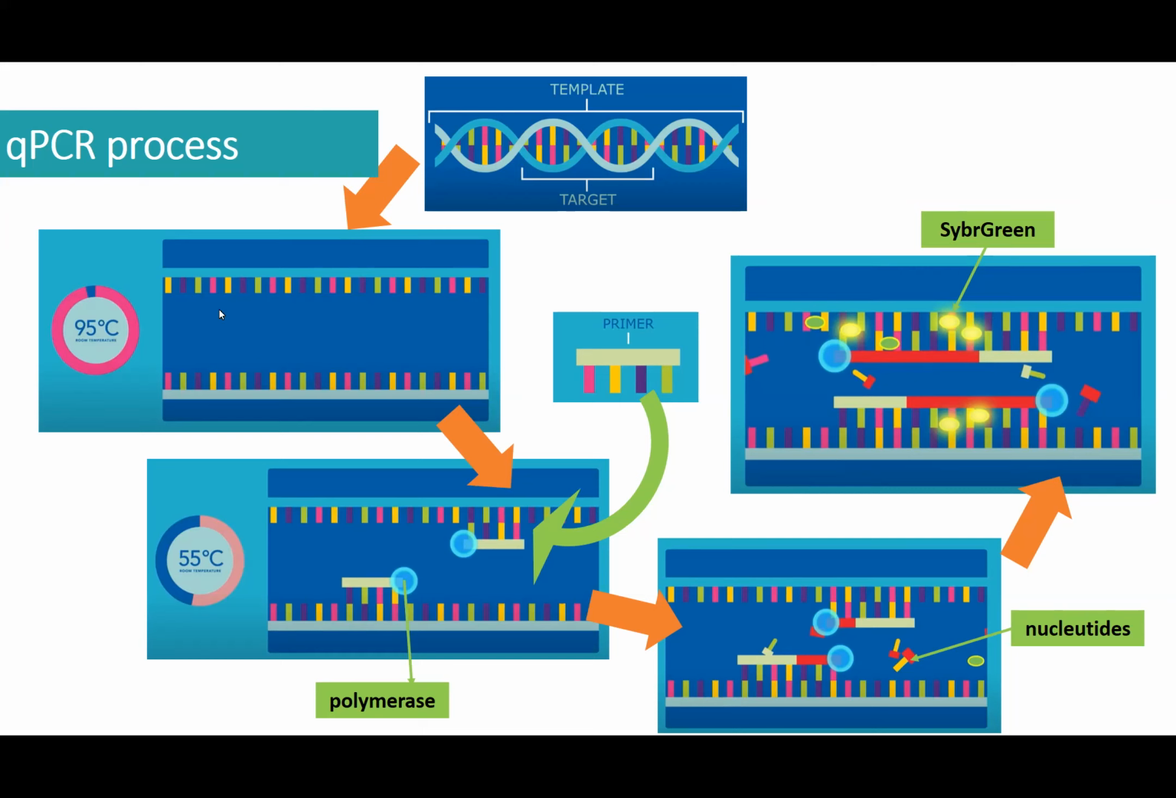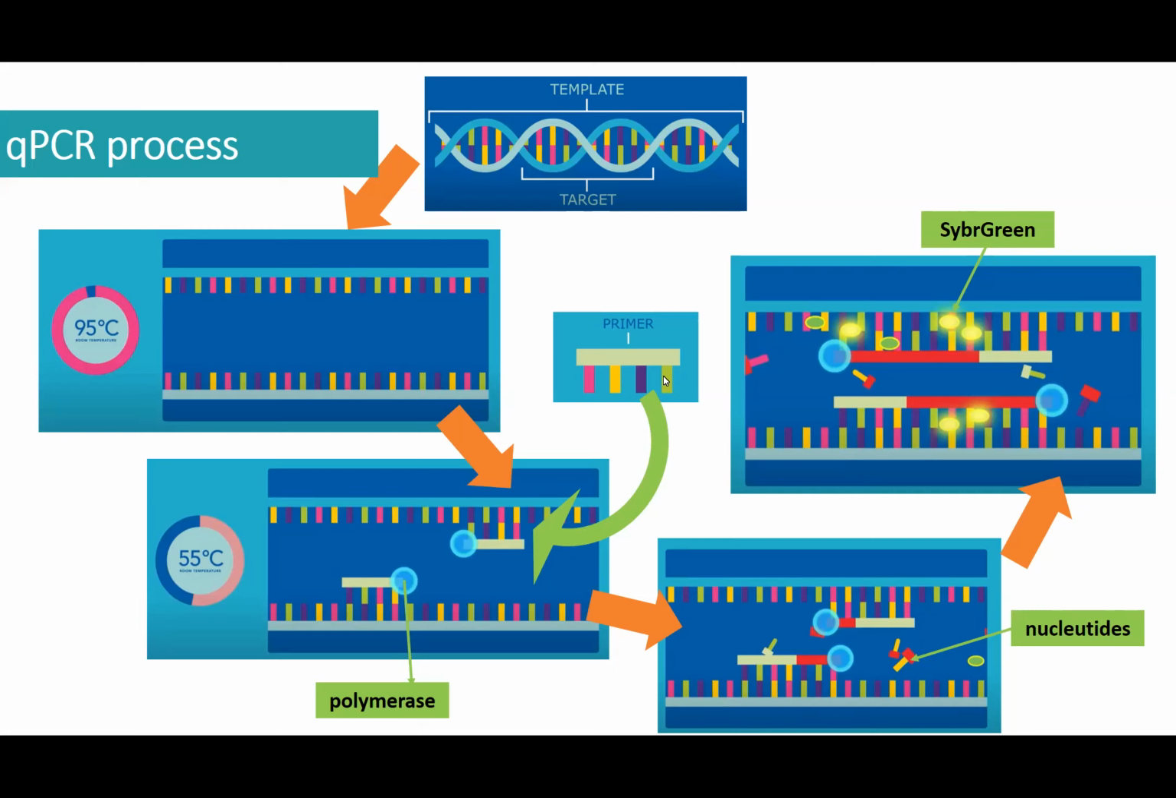So at the beginning, it will increase the temperature to 95 degrees. This is a rough idea, but it's around 94 to 98. It can be any of these. When it increases the temperature, the double helix of the DNA unwinds and denatures. So the double strands become two single strands.